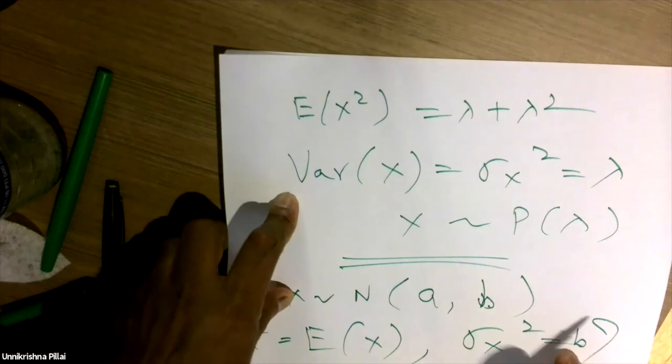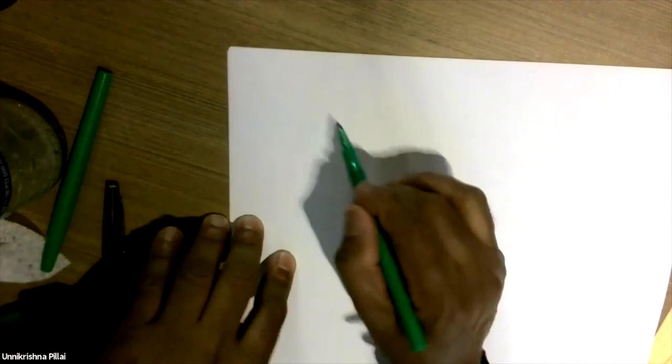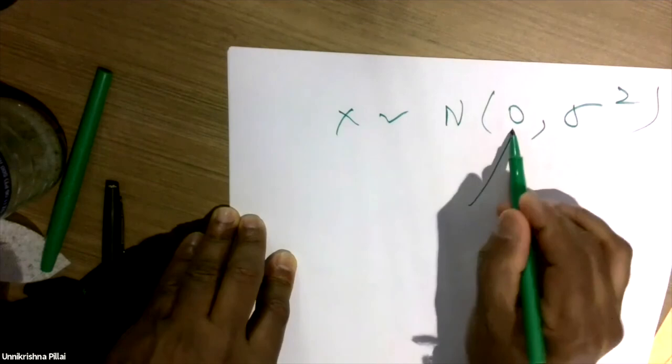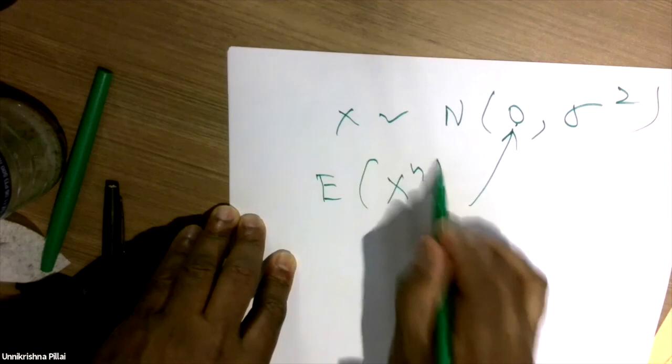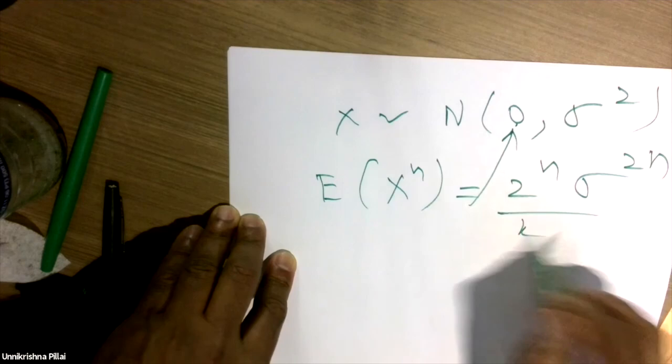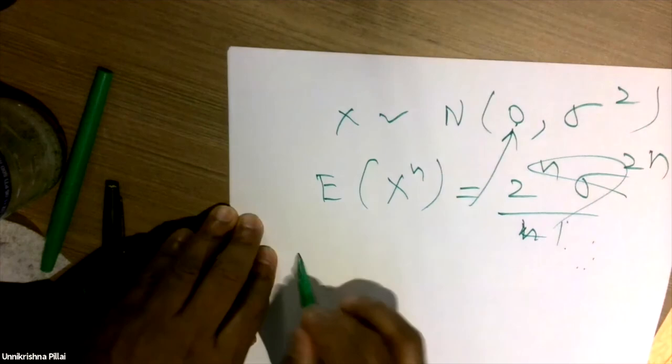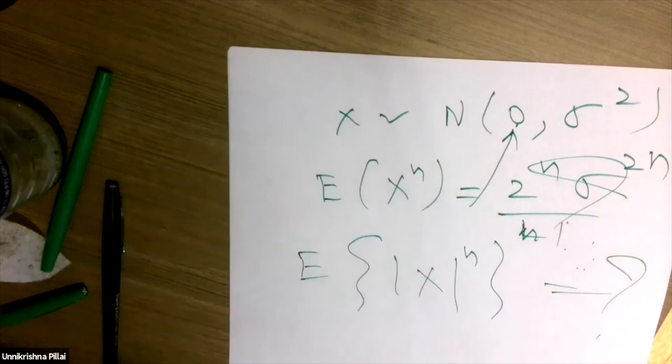Now, as I said, if X is normal with zero mean, then what is the expected value of X to the power n? Is this 2 to the power n? I don't remember exactly, but something like this would come. You need to look at my videos. And this also is interesting. These are all tabulated. This gives you an idea about the complexity of the problem also.